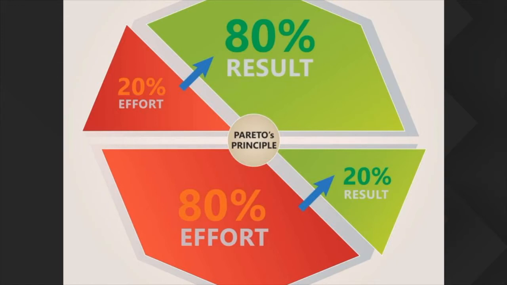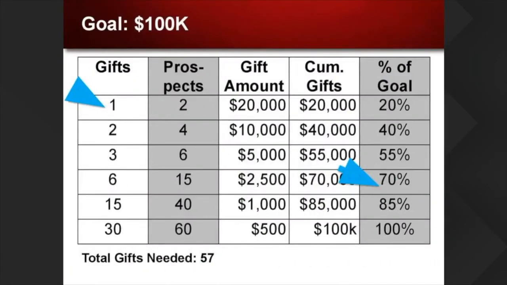And there's all sorts of examples that we can use. For example, 20% of drivers cause 80% of accidents, and 80% of drivers only cause 20% of accidents. So this principle applies in fundraising as well. It doesn't make any sense that to raise $100,000, we would ask 100 donors for $1,000 each. That's not how fundraising works.